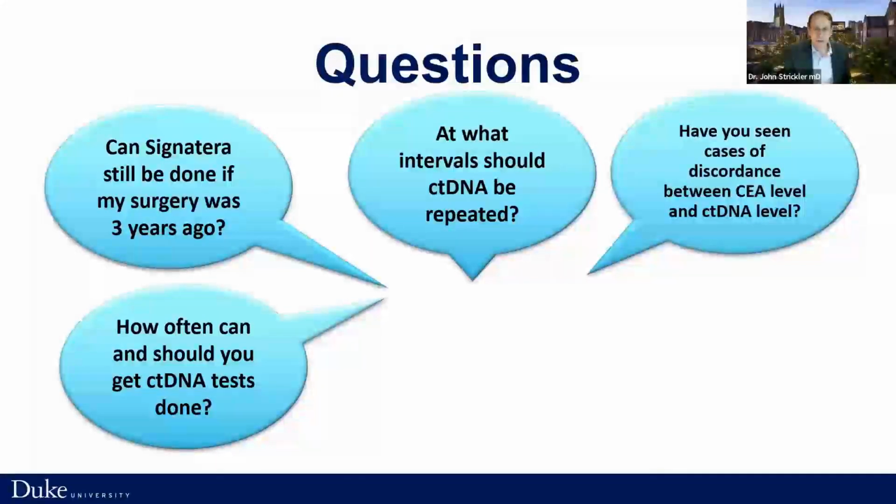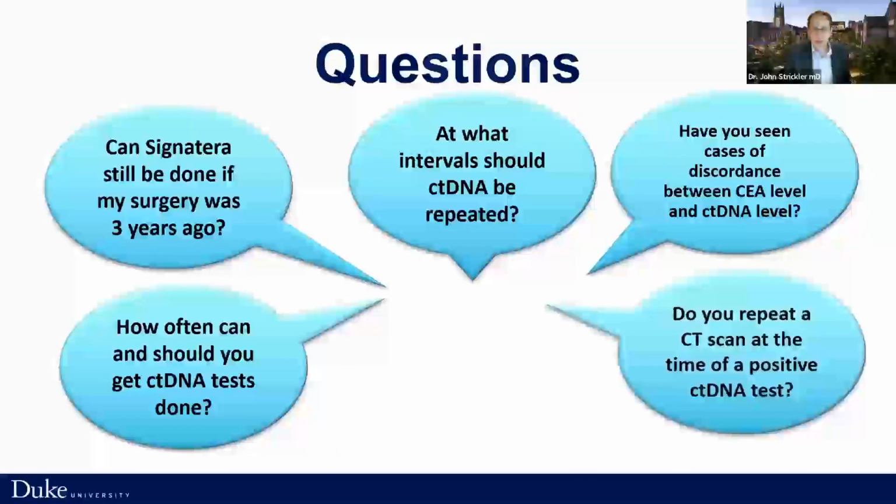Have I ever seen cases of discordance between CEA level and circulating tumor DNA level? All the time. In fact, that's one of the main reasons why I order the ctDNA, is because there are times where I find the CEA to be highly unreliable. And I think if you were to choose what's more likely to be true, it's almost certainly going to be the circulating tumor DNA in most circumstances. But just keep in mind, no test is perfect. CEA is a particularly flawed test, but ctDNA also has its issues on occasion.